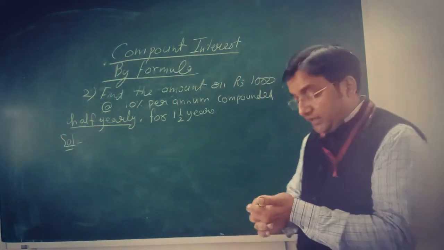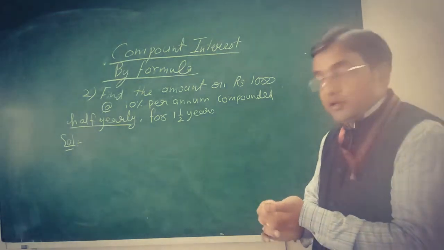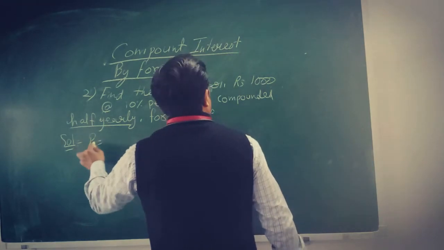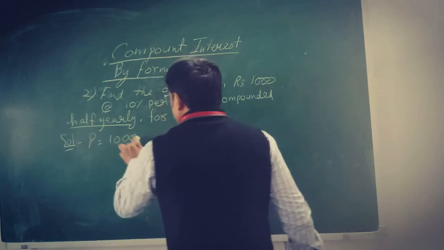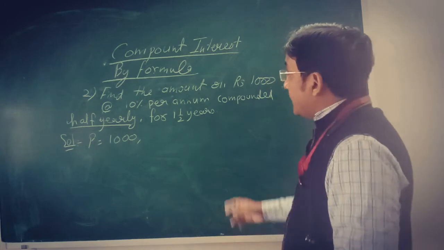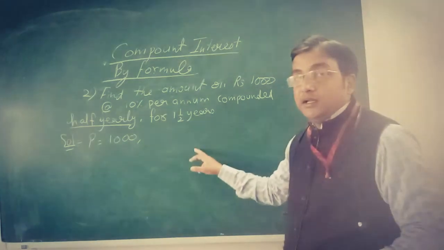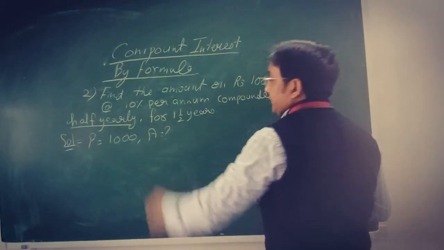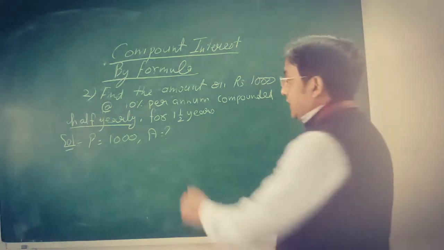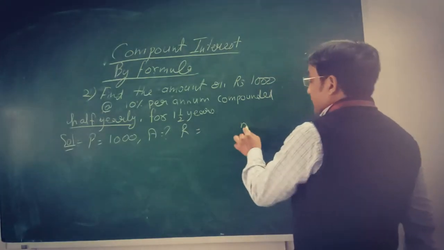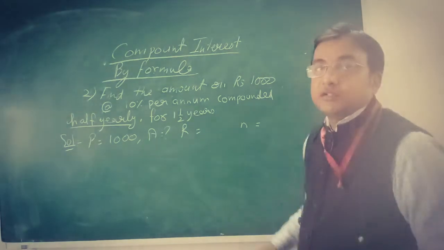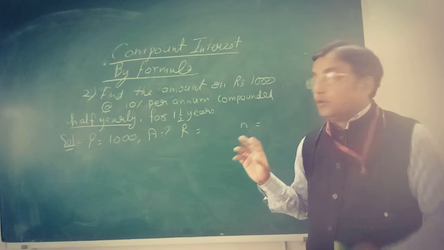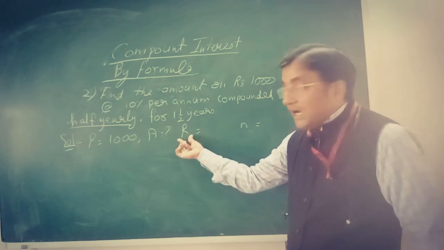Now you can write the things. See, principal has no problem in that. You just simply write what the P is here. It is 1000. Alright. Then it's time for writing. You have to find the amount. So the amount is the question. Now it's time for writing R and N. Here you have to think a lot, because this is the place where you have to keep a little more concentration.